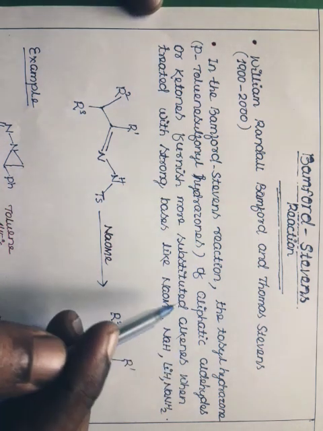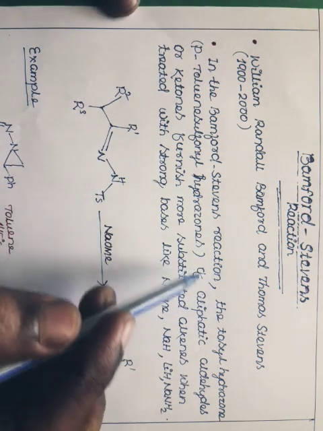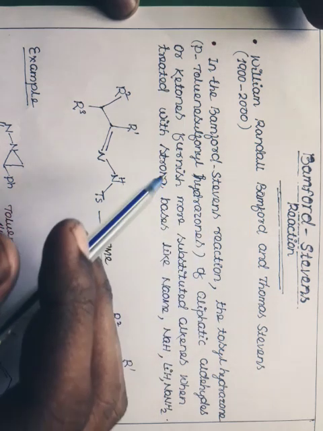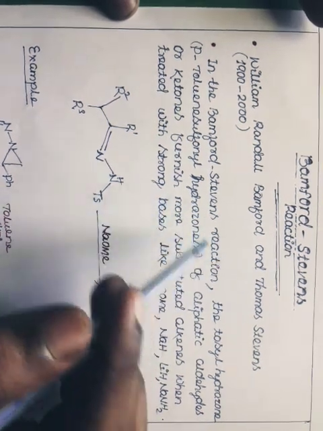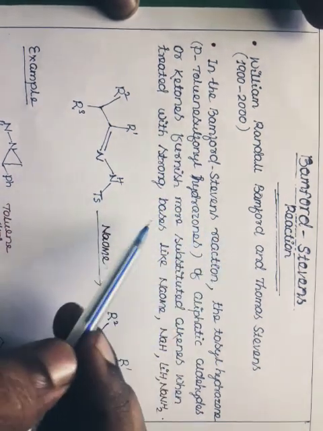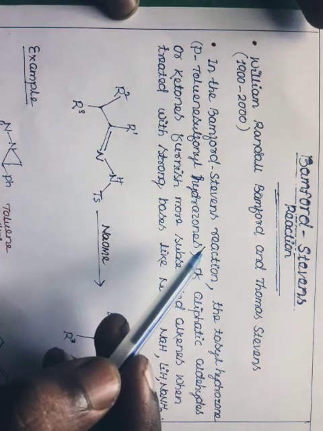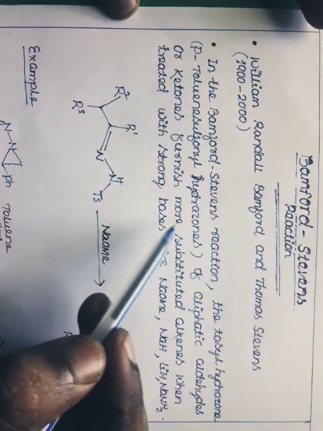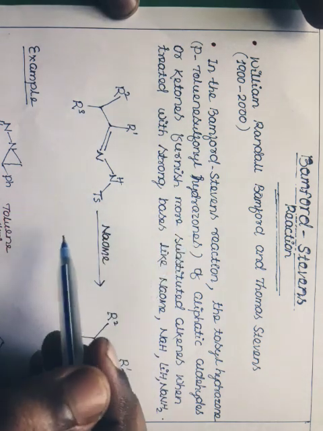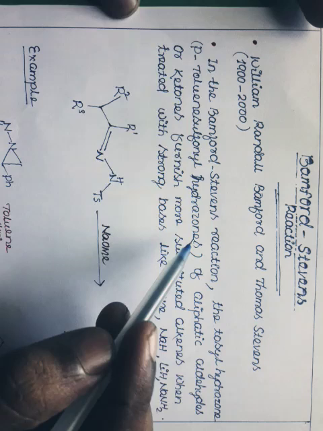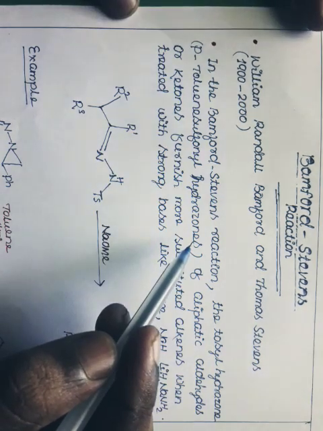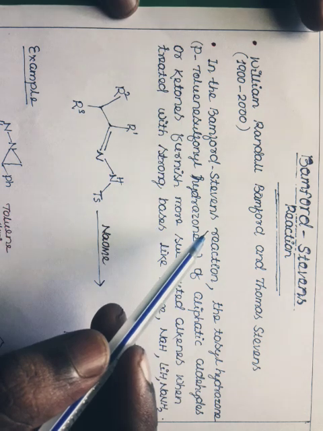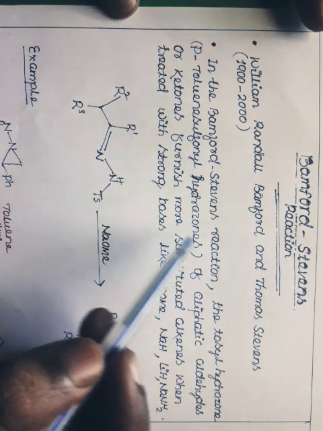But there is a similarity in mechanism between the Bamford-Stevens reaction and the Shapiro reaction. Both reactions afford alkenes from tosylhydrazones. In the Bamford-Stevens reaction, the more substituted alkene is formed as the thermodynamic product, whereas in the Shapiro reaction, the less substituted alkene is formed as the kinetic product. The Shapiro reaction employs bases such as alkyl lithium and Grignard reagent.